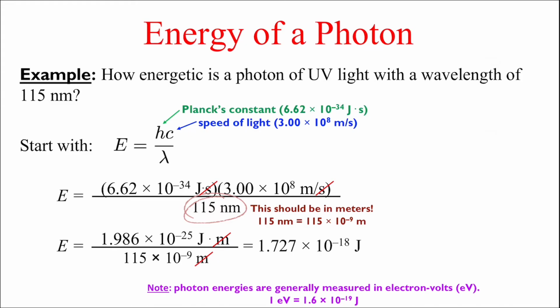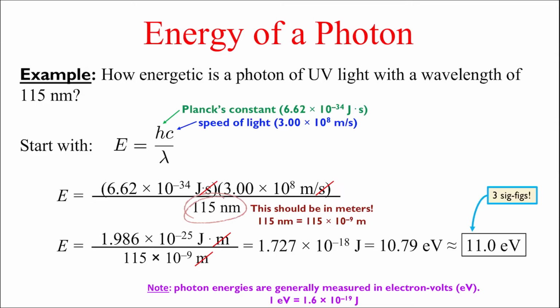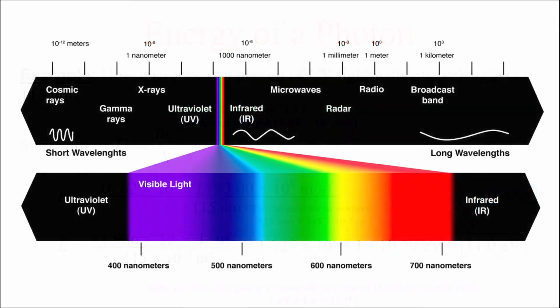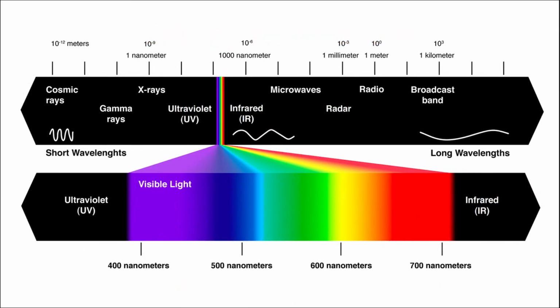Now, since 1 electron volt is equal to 1.6 times 10 to the power of negative 19 joules, we can convert our answer from joules to electron volts, and we get 10.79 electron volts, which is approximately 11 electron volts. But our answer has to be presented as 11.0 because of the three significant figures that are required from us due to the number that was originally in the problem. So we can now see how the wave-particle duality of light makes sense. Some behaviors of light are like that of a wave, while others mimic that of a particle.